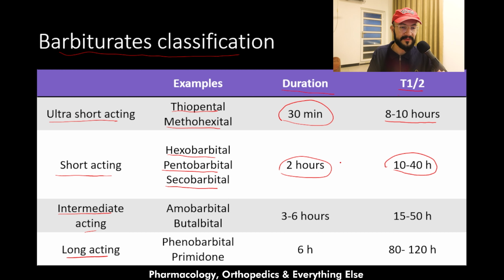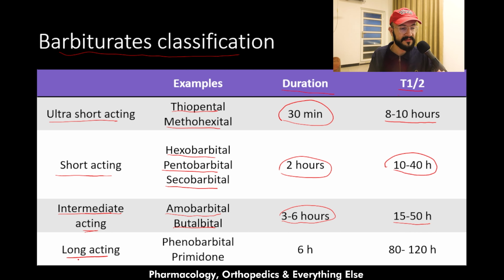And the same applies for them. They first distribute to the brain, then they redistribute to the muscle and fat. Then we have the intermediate acting barbiturates. Examples for them are amobarbital and butalbital. Those have a duration of action of 3 to 6 hours and a T-half of 15 to 50 hours.